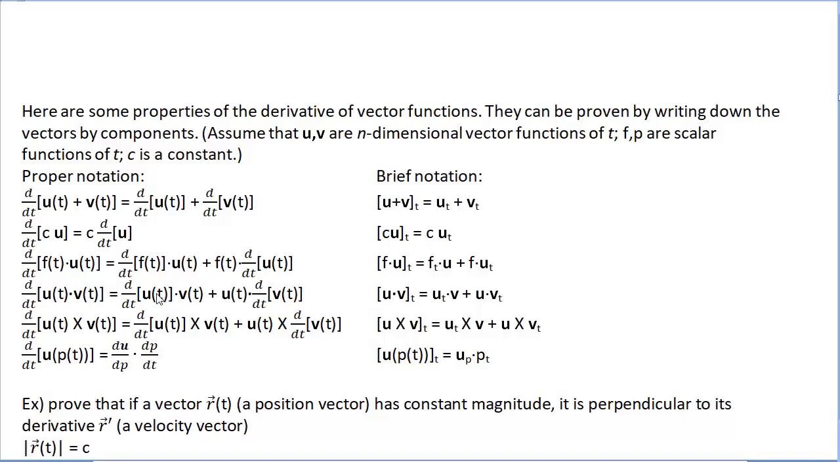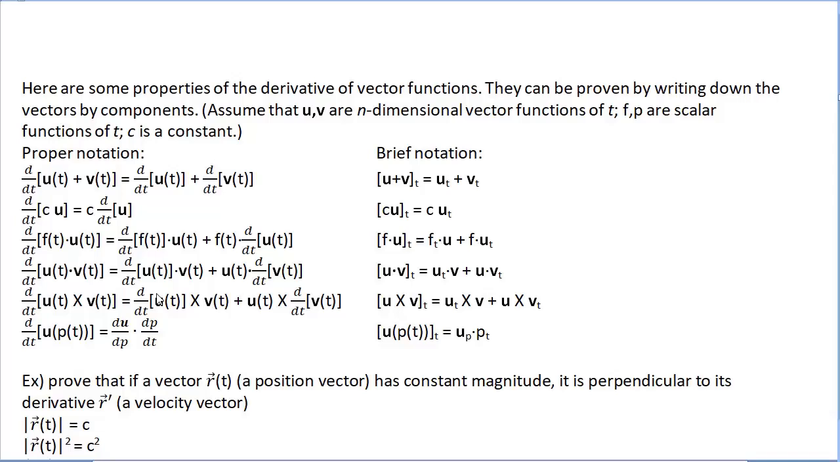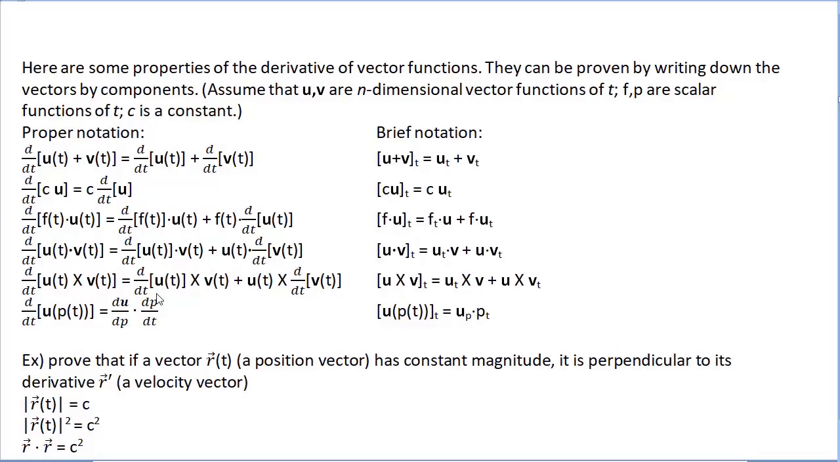Okay. Now the next step is really slick. We're going to try to rewrite this in terms of vectors, but without the absolute value bars, because magnitude bars are tricky to work with when we do calculations. So we square both sides. Why do we square both sides? Because we know that the magnitude of a vector squared can be rewritten using the dot product. So now we have that r dot r is c squared.